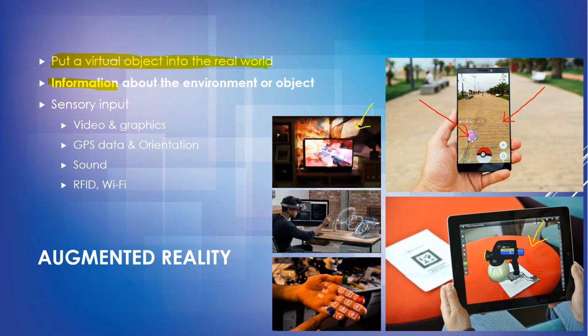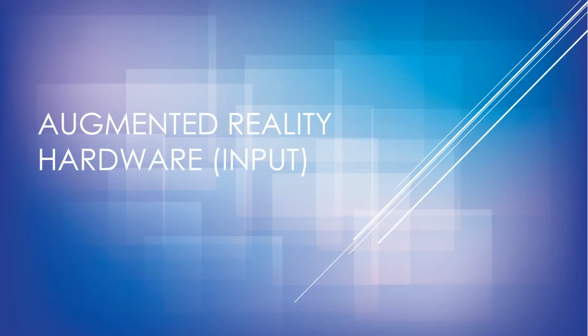Okay. So most likely AR needs a camera, because they need to capture the RGB image of the physical world, and sometimes they also need extra sensors. Perhaps they need the videos, graphics, GPS data, orientation, sound, RFID, Wi-Fi, etc. We'll touch on it one by one.